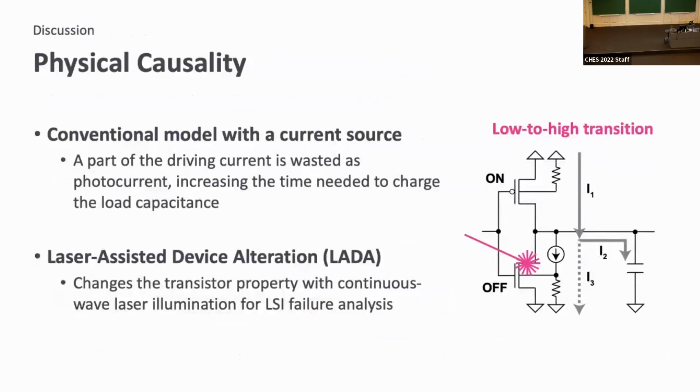We can explain Redshift with the conventional model that models photocurrent as a current source in parallel to a transistor. With this current source, a part of the driving current is wasted to the ground, meaning that the time needed to charge the load capacitance becomes longer. Actually, a failure analysis technique called laser-assisted device alteration also changes transistor speed with laser illumination. We can use a theory in this field for more precise physical modeling.